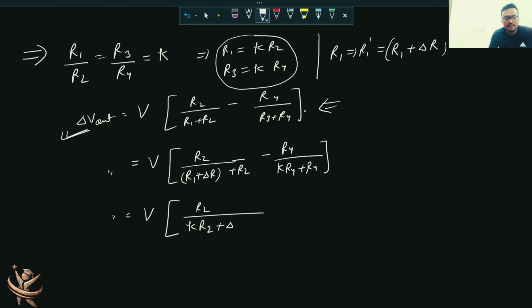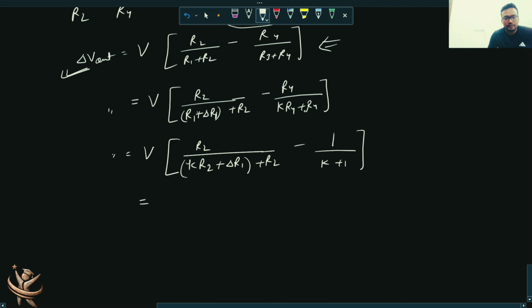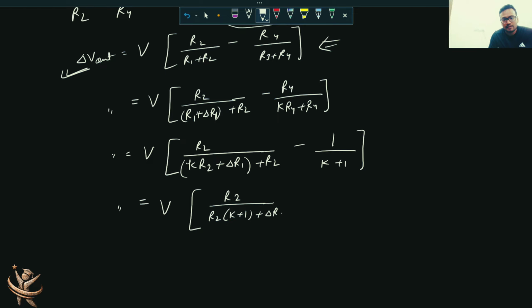R2 plus delta R1. This should be better written as delta R1. R1 dash becomes R1 plus delta R1, so that delta R1 is representing the change specifically in R1. So you can go this way, plus R2 minus R4 by K. You can take R4 common here. It will be 1 upon K plus 1. Further, R2 as it is, so R2 you'll write as K plus 1 plus delta R1 minus 1 by K plus 1.